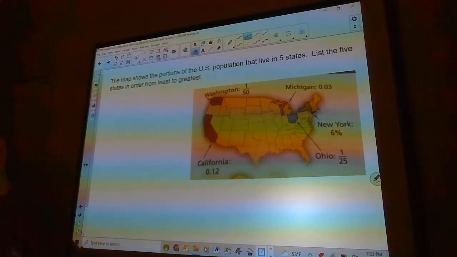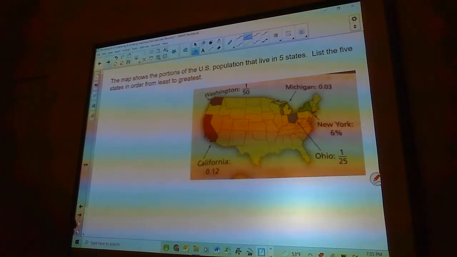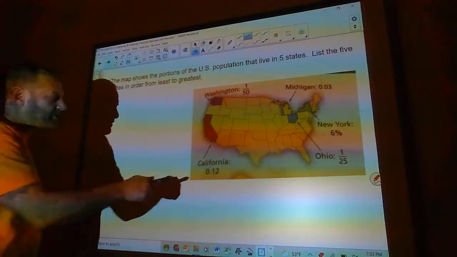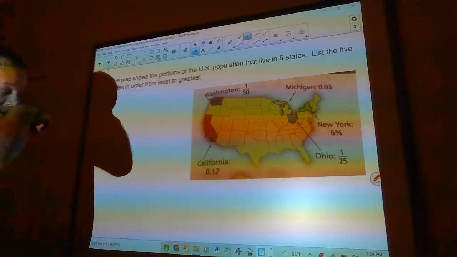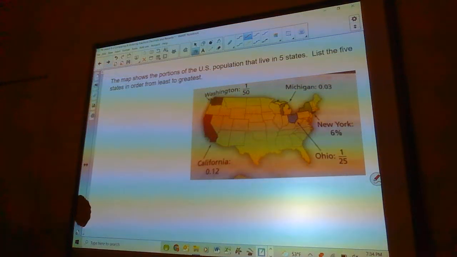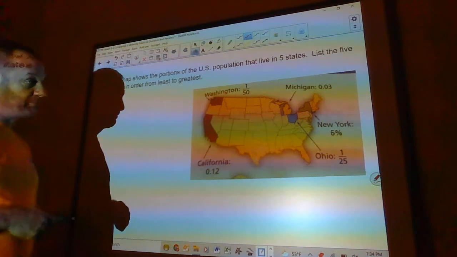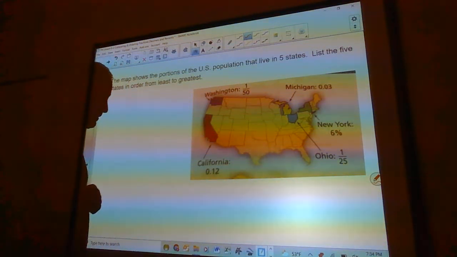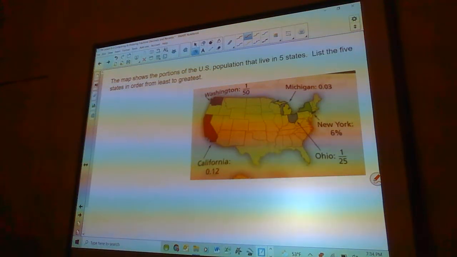The map shows the portions of the U.S. population that live in 5 different states. List the 5 states in order from least to greatest. California has 0.12 of the population of the U.S. Washington has 1/50th. Michigan has 0.03. New York has 6%, and Ohio has 1/25th.